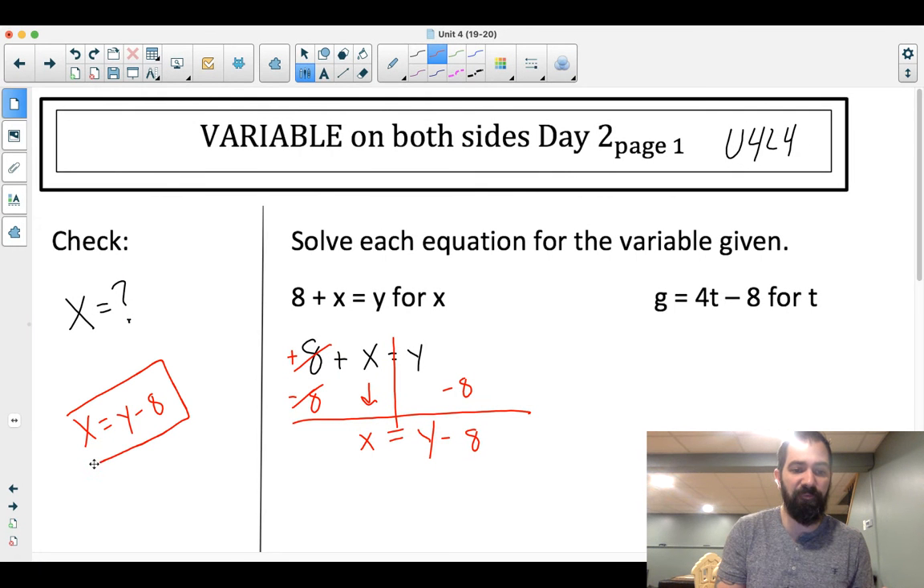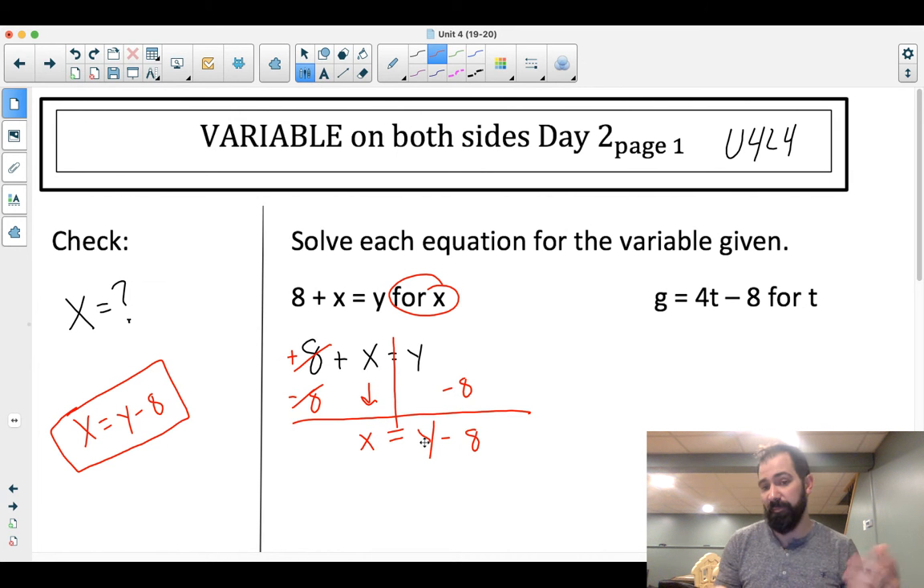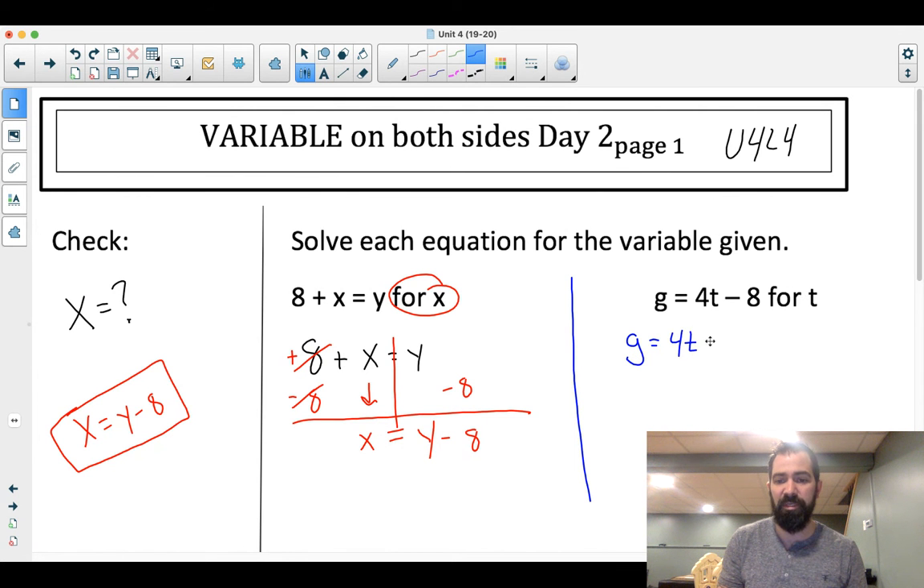You're solving for the indicated variable. The indicated variable was x. We got x by itself. And that's it. Let's check our next one. This one, g is currently by itself. We want to put t by itself. G equals 4t minus 8. We want the t to be by itself. We want it to be t equals something.